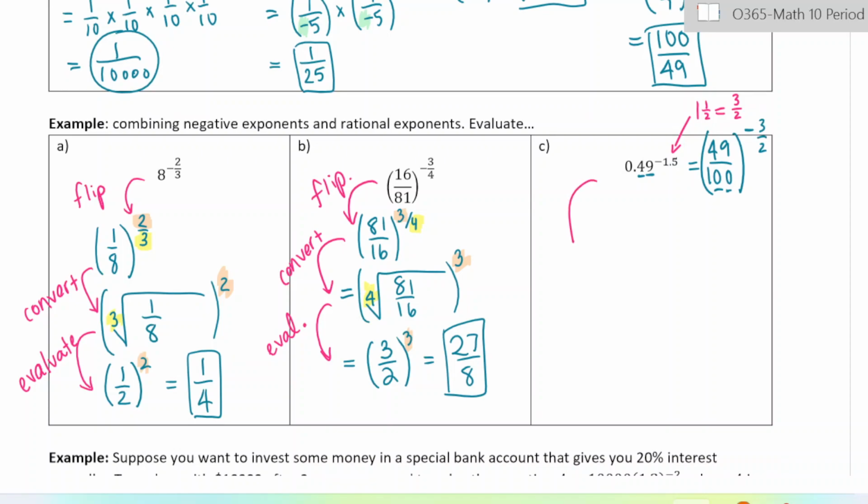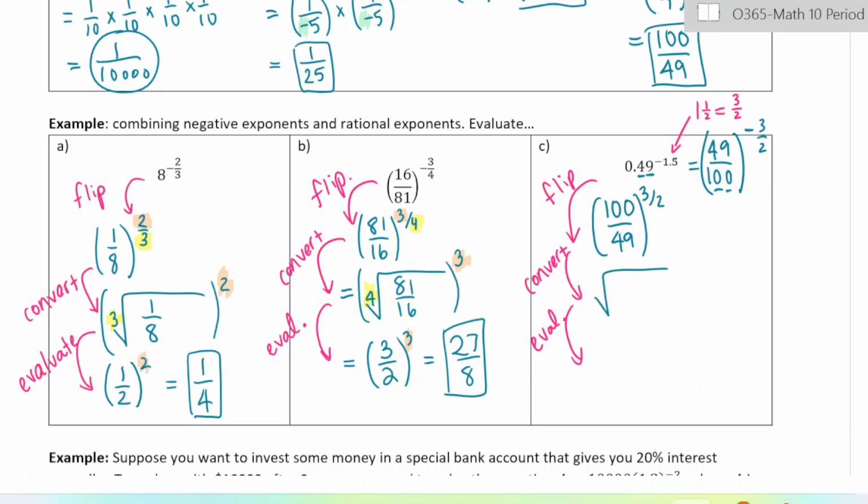So we're going to do the same process here. We're going to flip it, we are going to convert it, and then we're going to evaluate. If you want to try this one on your own, you can from here, and then come back and check. So first we'll flip it, so it becomes 100/49. Remember, don't flip the exponent, flip the base.